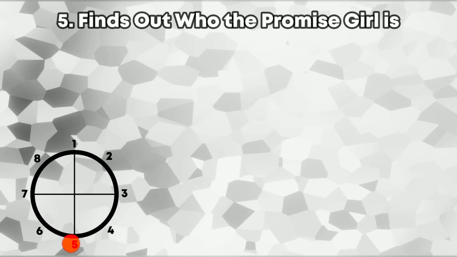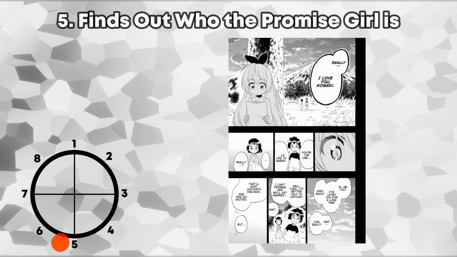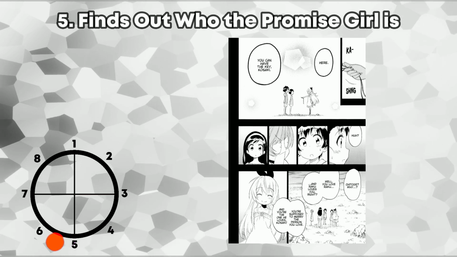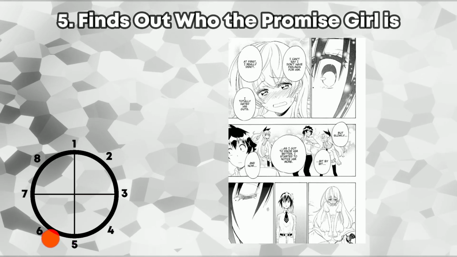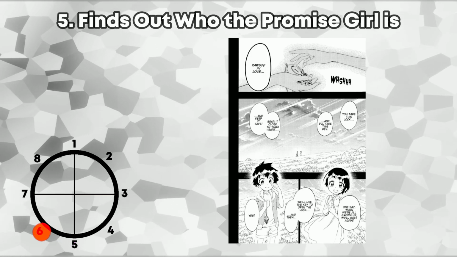5. He finds out who he made the promise to. As the series comes to a close, Raku, Shitoge, and the others uncover the truth, accepting their feelings towards each other and figuring out who the promised girl was. It was Kosaki, Raku's first love.